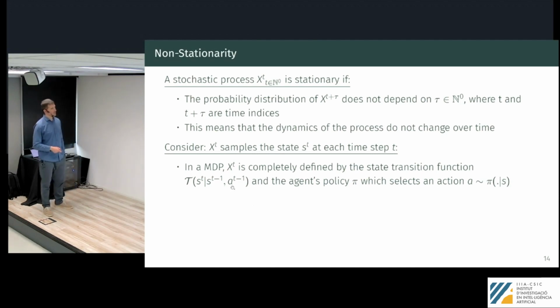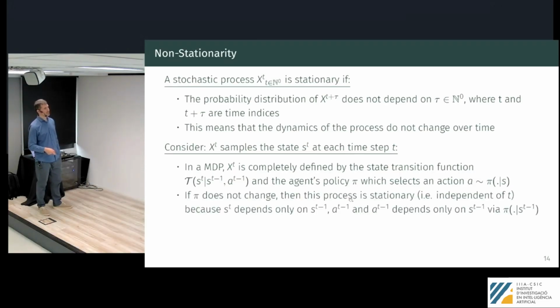So the probabilities that we get here are not actually a function of the time t. And similarly, the action probabilities are also not a function of the time t. They're only a function of the state that we're in. And the transition probabilities are only a function of the state and the action that we execute, but not actually of the time. So these things are stationary. And because that's all we need to define the next state, we know that the process is actually stationary. So if pi does not change, then this process is stationary because it's independent of t. Because the successor state only depends on the current state and the action we execute, and the action we pick only depends on the state that we're in.